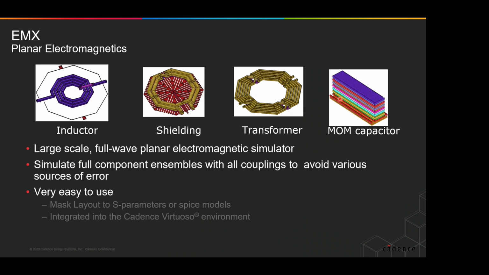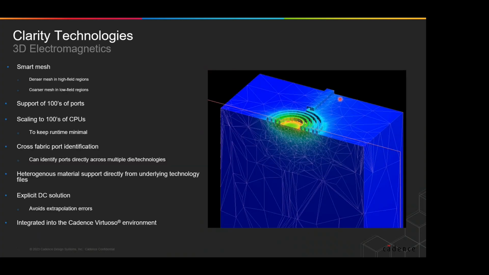Now, for more complicated problems or problems that are operating at higher frequencies, we have Clarity. Clarity is our full 3D FEM solver. So this is for problems where you need that full third dimension. You need to understand what's happening at very high frequencies, or you need to understand what's happening in the Z dimension, as I mentioned, say for a bond wire. So Clarity supports things like smart meshing, where you have a dense mesh in high field regions and a coarse mesh in low field regions.